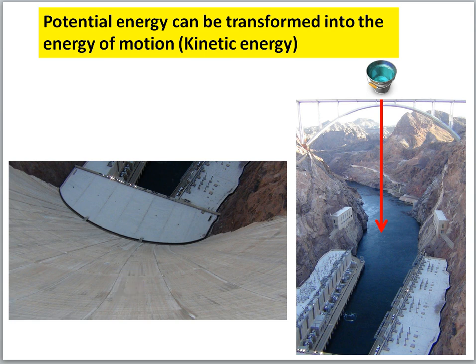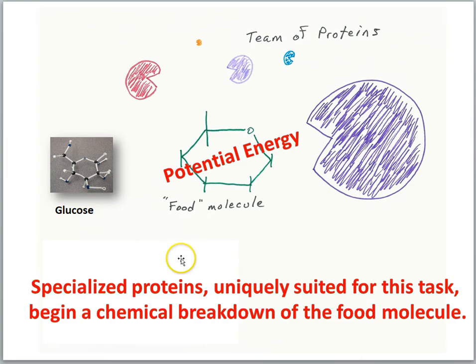So what does all this have to do with cells and molecules? Well, we want to think of food molecules as storing potential energy. And the energy that we'll consider is the energy that is stored in these chemical bonds. And now here we see the role of proteins. Specialized proteins, uniquely suited for this task, begin a chemical breakdown of the food molecule. So for example, this protein here is going to interact with the food molecule and perform a chemical reaction on the molecule.